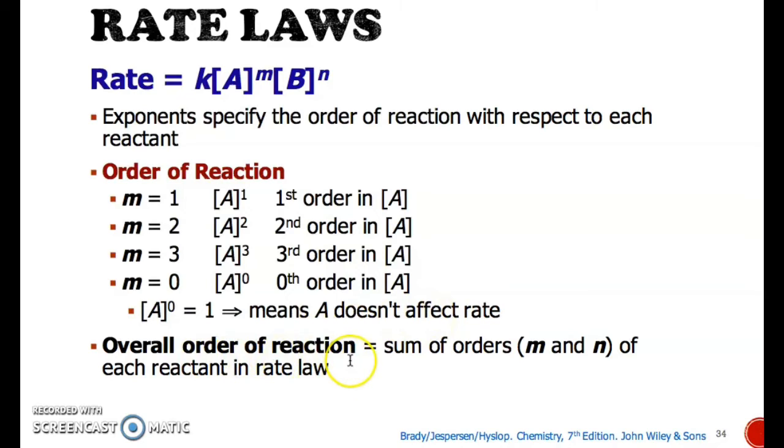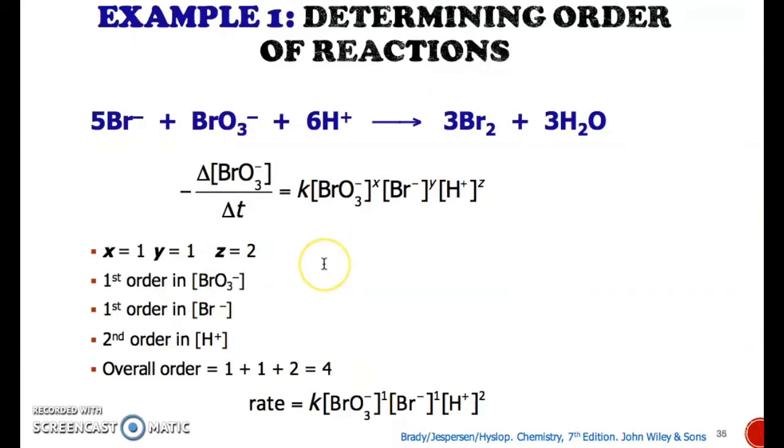Overall order of reaction: you need to sum the orders m and n of each reactant in the rate law. So this is the example. We look at the first order for X and the first order for Y, and this is second order for Z. So the overall order is the sum of the exponents for X, Y, and Z. So it is equal to 4. This is fourth order.